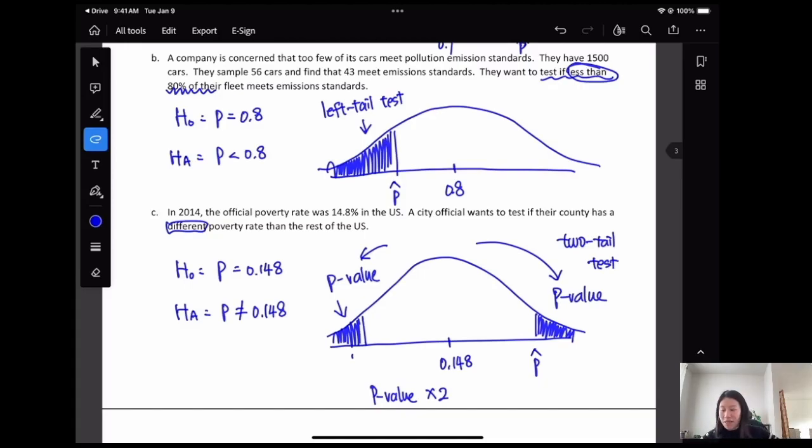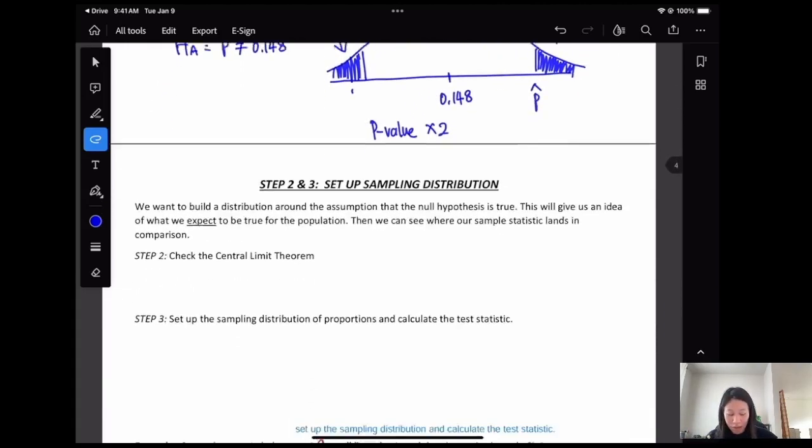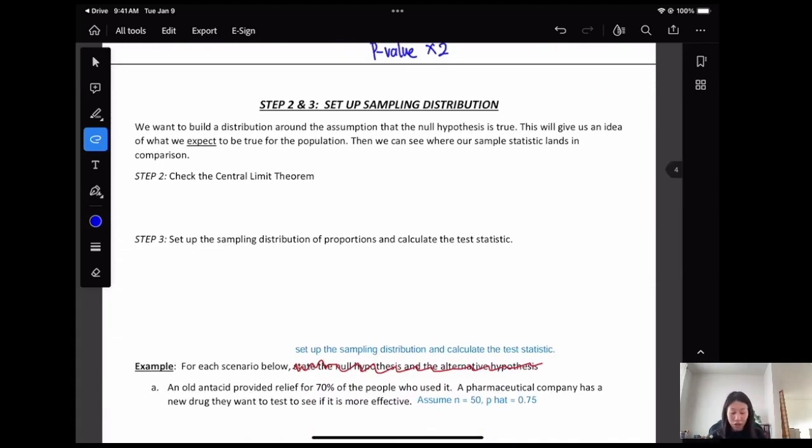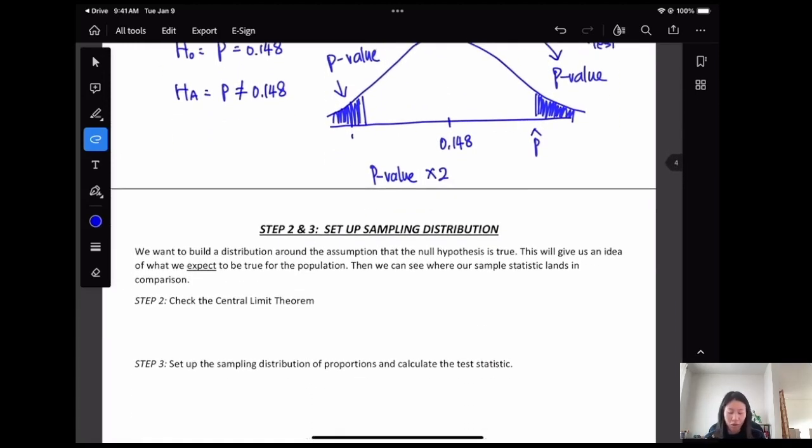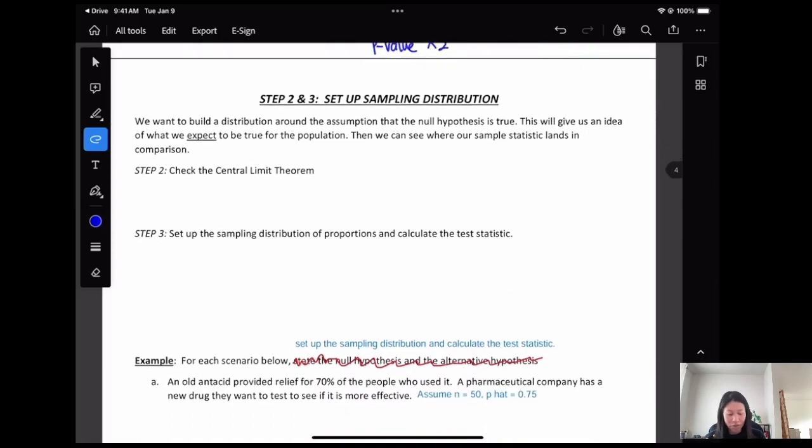All right, now the second and third steps on how to set up a sampling distribution. We want to build a distribution around the assumption that the null hypothesis is true. This gives us an idea of what we expect to be true for the population. Then we can see where our sample statistic lands in comparison. So after we set up the null hypothesis and the alternative hypothesis, the second step is to set up the sampling distribution.